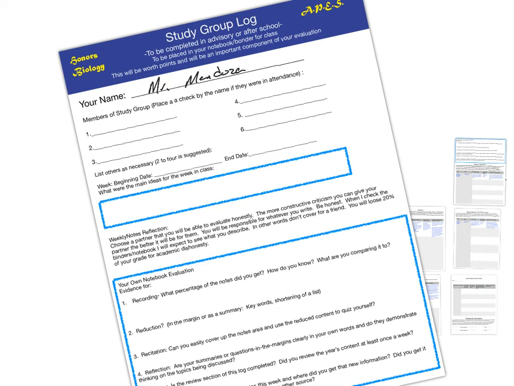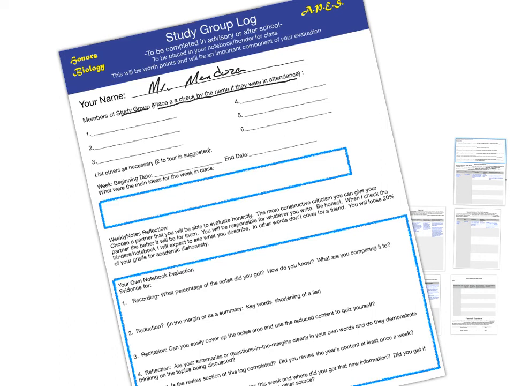And in the study group member section, it says place a check by the name if they were in attendance. So you want to put down, during the week, were these people there, and did they actually attend your study group meetings? Because what happens is that people say they're going to be in a study group, but then some people don't show up.